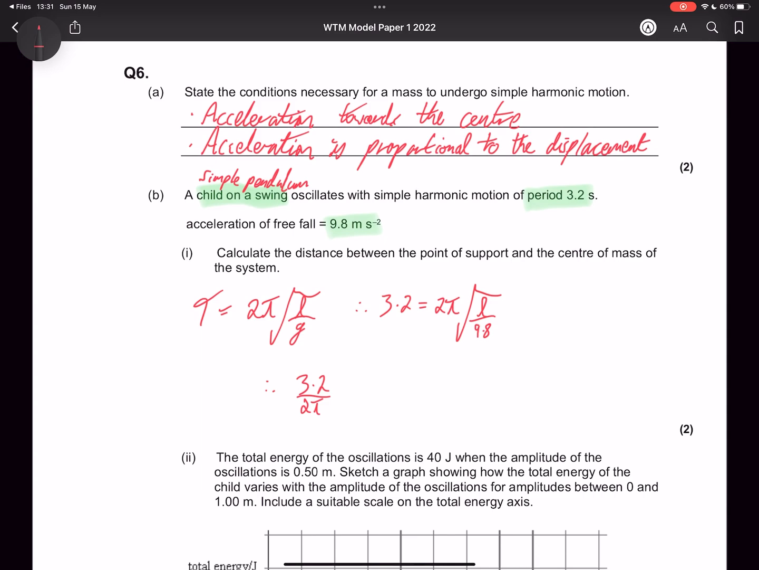So rearranging, we can move the 2 pi over, we can then square to get rid of the root, which gives us L over 9.8, which we can then obviously move across. So L is 9.8 times 3.2 over 2 pi, all squared, and that gives us an answer of 2.54 meters. Nothing too complicated, just a potential of being slightly off if you used an incorrect value for g.